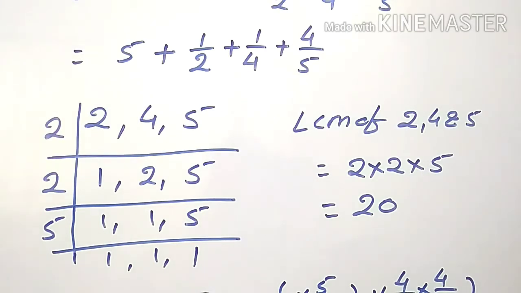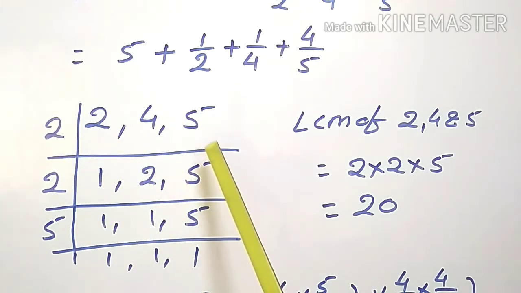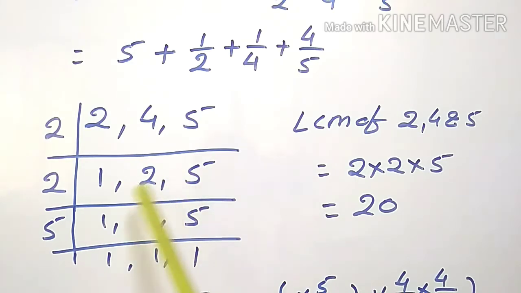To find the LCM of denominators, use the common division method. For this, write the denominators 2, 4 and 5 and divide these by the smallest prime number 2. 2 is divisible by 2, 2 ones are 2. 4 is also divisible by 2, so 2 twos are 4. And 5 is not divisible by 2, so write 5 as it is.